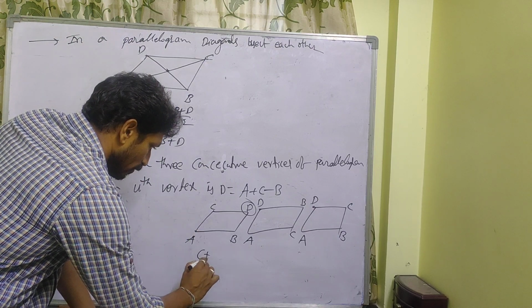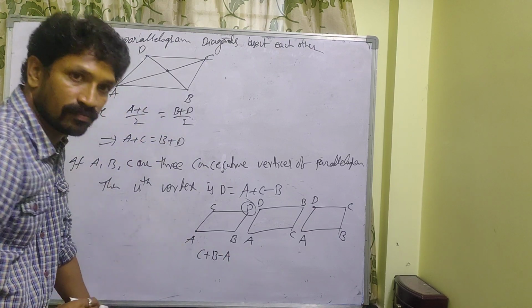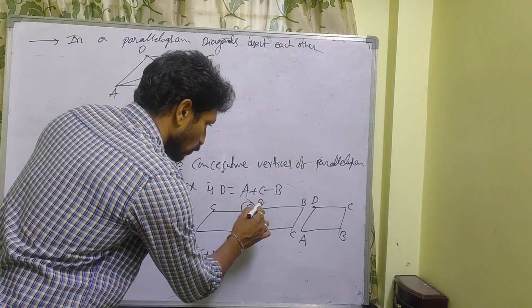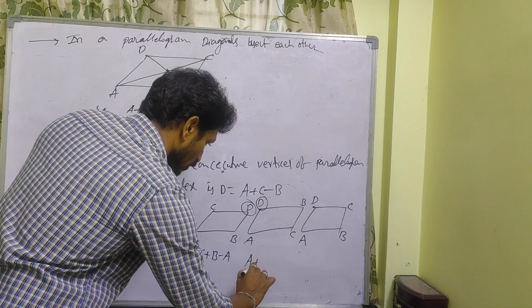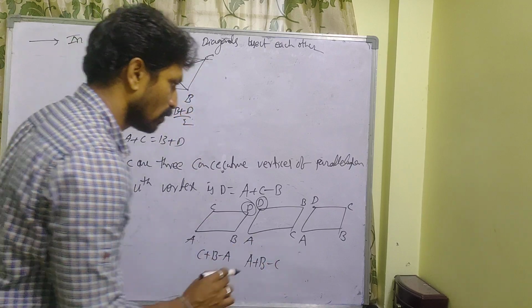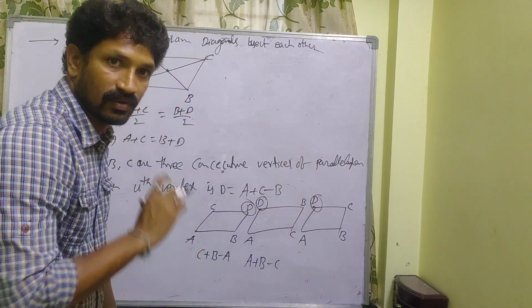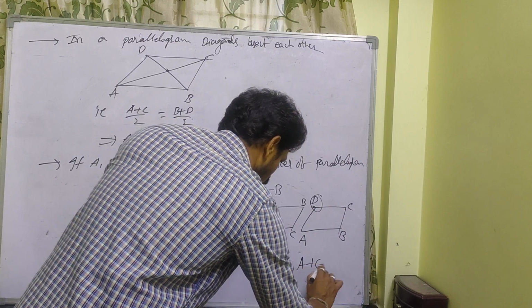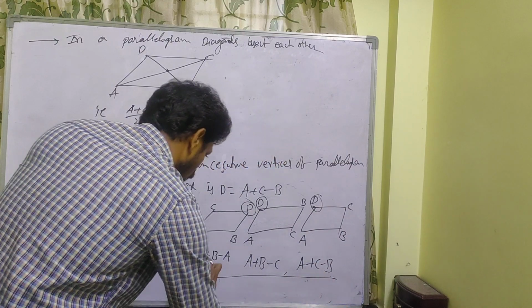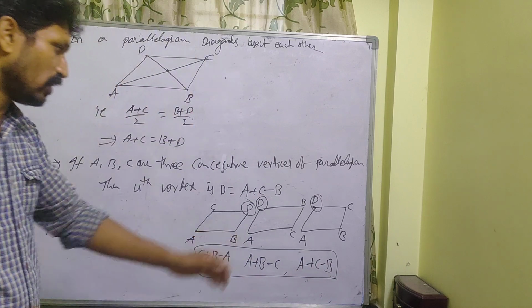C plus B minus A. Here, to find the fourth vertex D, in this case, A plus B minus C. And to find the fourth vertex D, what is that? A plus C minus B. All these are different cases. So 3 possibilities we have.